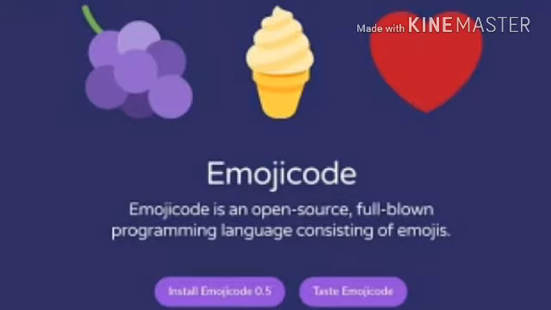Ever wanted to write code but got annoyed by all the text? Do you fancy writing code using emojis? Well, check out EmojiCode. EmojiCode is a programming language that describes itself as an open source, full-blown programming language consisting of emojis. The language uses emojis to declare variables, create functions, and everything else. I'm sure it'll be either a lot of fun, or incredibly annoying, but go ahead and check it out.